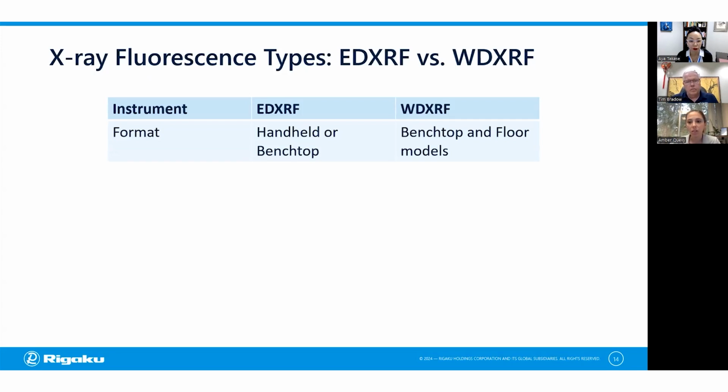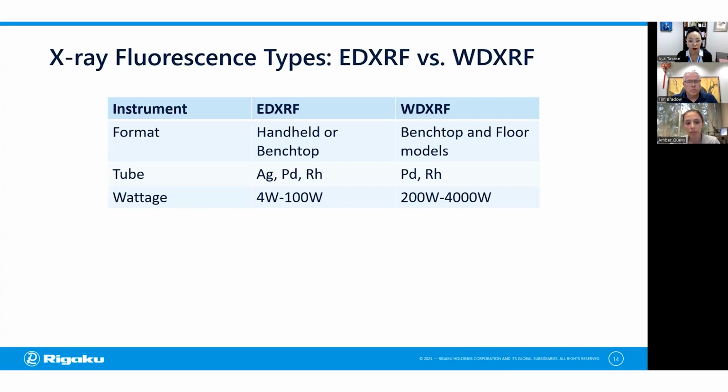So the first we'll talk about is format. Energy dispersive units are typically going to be smaller, in the handheld or benchtop format. Whereas wavelength dispersive spectrometers are typically benchtop or, what you're probably more familiar with, a floor model unit. The tube types are generally going to be something roughly in the middle of the periodic table. So for energy dispersive, it could be silver, palladium, rhodium, and a few others. For wavelength dispersive, it's typically a palladium or rhodium source.